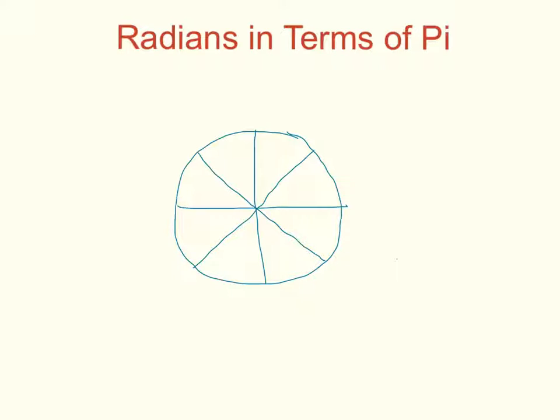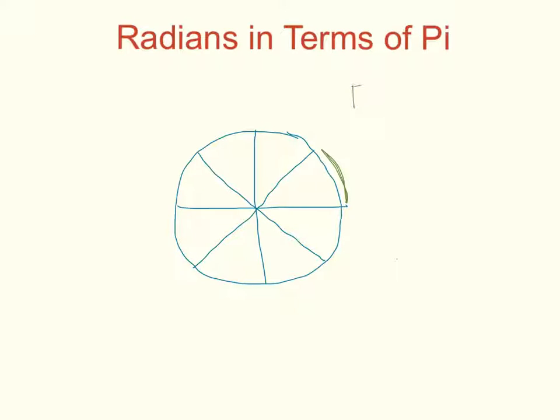So in this circle, there are 8 wedges. If I look at this arc length here, this arc length is shorter than the radius. So that one piece, that angle of it, is not even quite 1 radian. It's less than 1 radian. So we're going to write this in terms of pi.